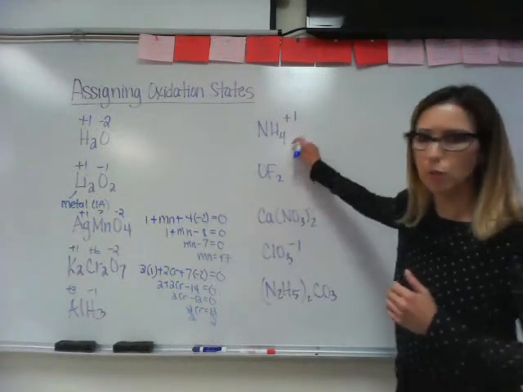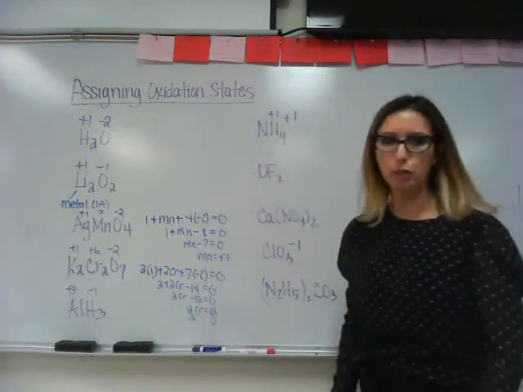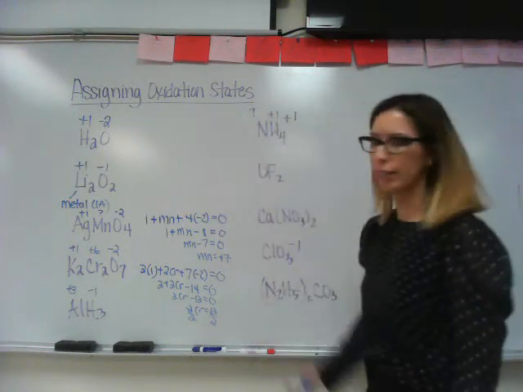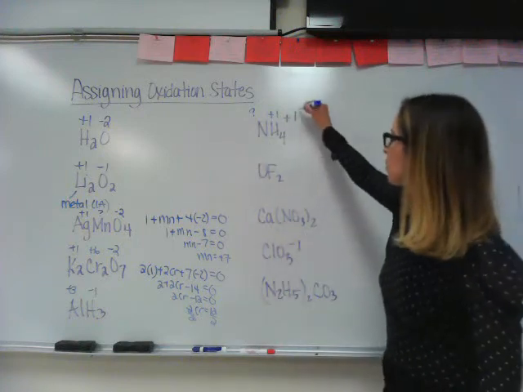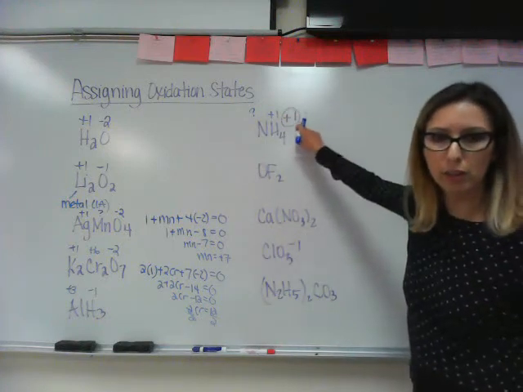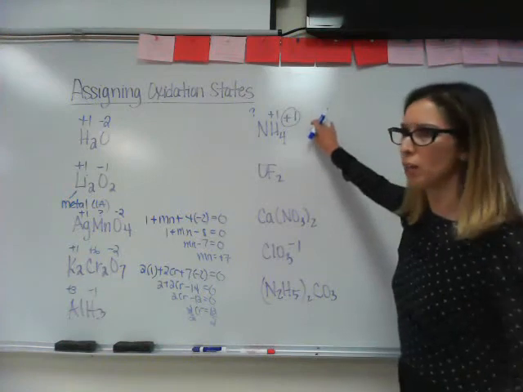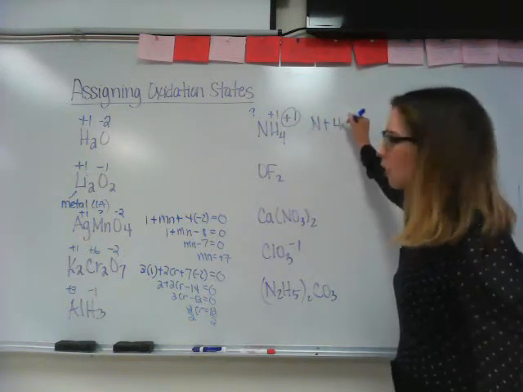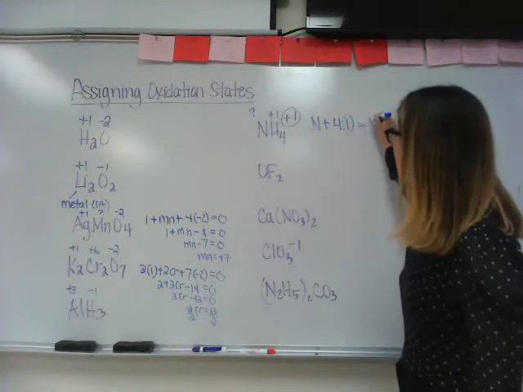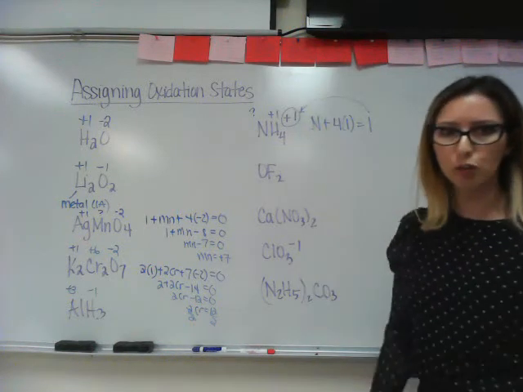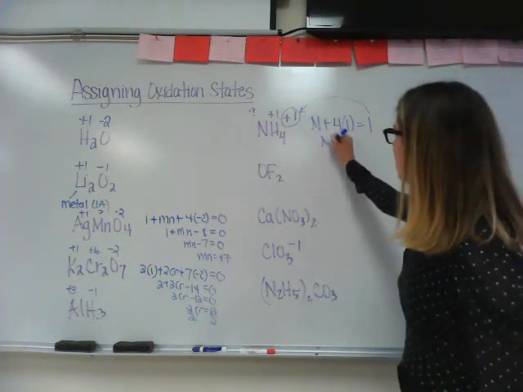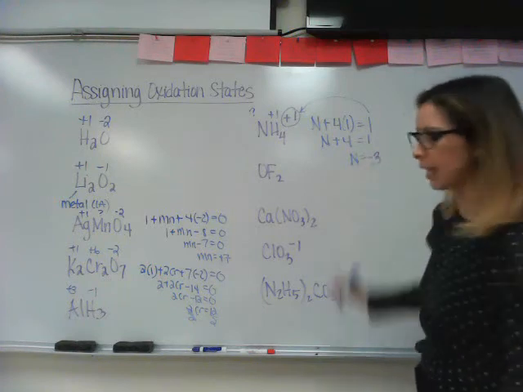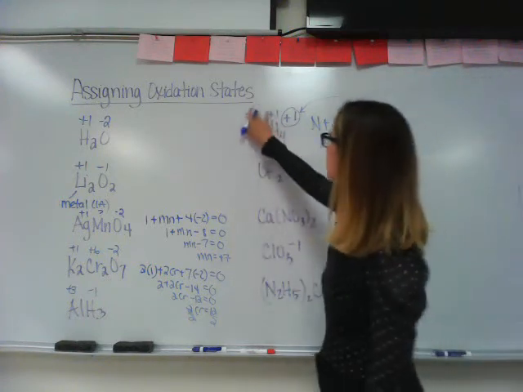For NH4 +1, assign hydrogen its usual oxidation state of +1, and we need to figure out what nitrogen is. This is a polyatomic ion with a +1 charge written on the paper. That means the sum of the oxidation numbers will be that charge. So nitrogen plus 4 hydrogen at a +1 add up to 1, which is that overall charge on the ion. So this is N plus 4 equals 1. Put the 4 on the other side. Nitrogen is a -3.